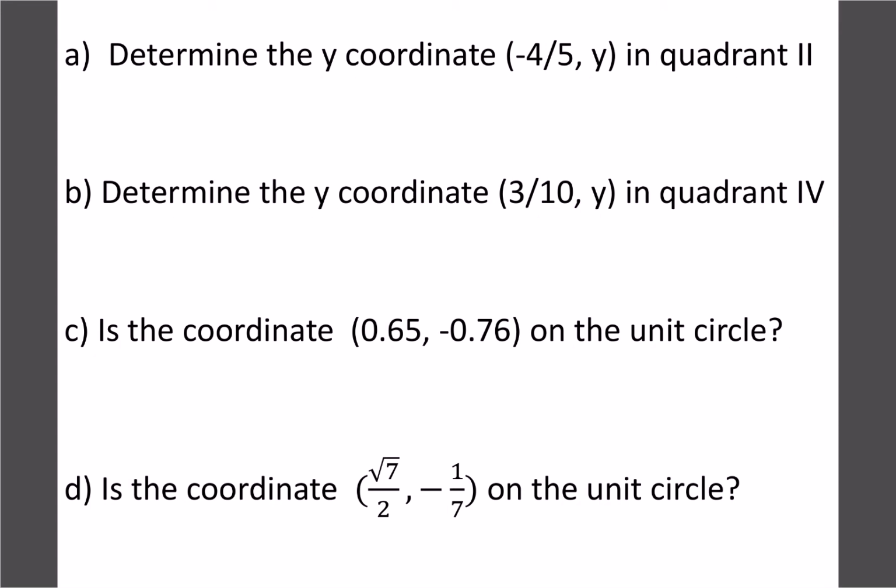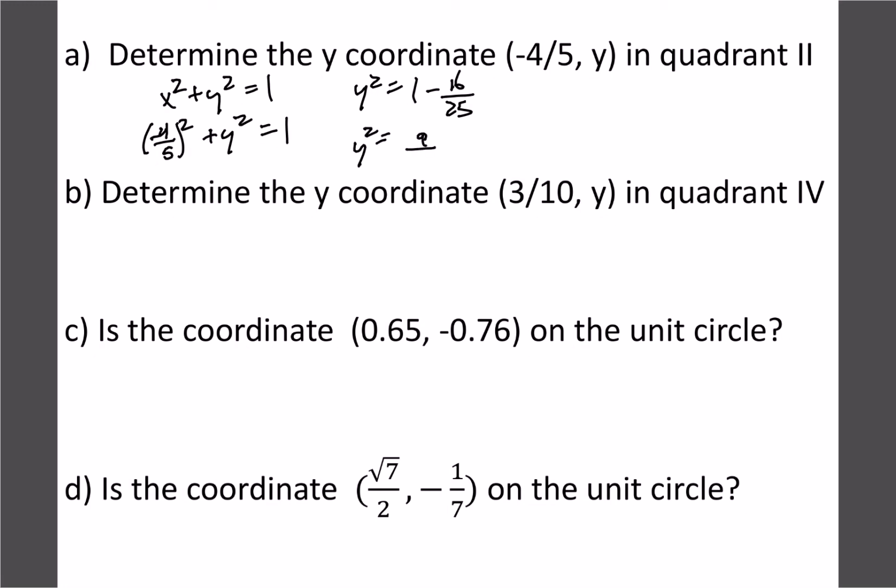So if we know that this coordinate, negative 4/5, y, is on the unit circle, using our equation, x squared plus y squared equals 1, we just have to plug it in. So we'd have negative 4/5 for our x coordinate. To get y, all we'd have to do is go 1 minus negative 4/5 squared, which is 16 over 25. So that means y squared would be 9 over 25. And when we square root both sides, we get y equals 3/5.